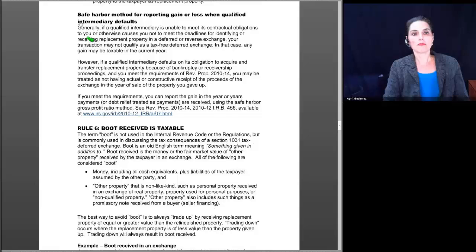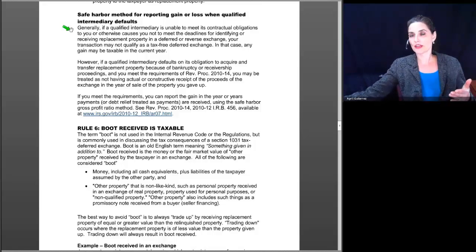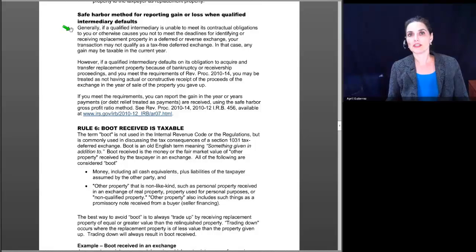Safe harbor method for reporting gain or loss when the qualified intermediary defaults. Do you think it's possible that you've identified an intermediary and that intermediary takes possession of your property, and they're supposed to take possession of another type of property and then trade that with you, but somehow in that transaction they've taken your property from you and they haven't given you the replacement property? Could that ever happen? Apparently it has happened.